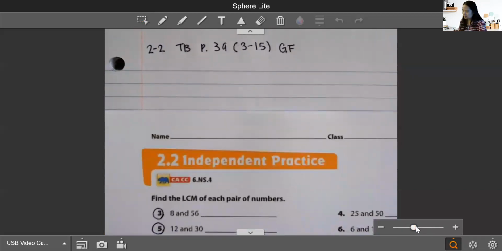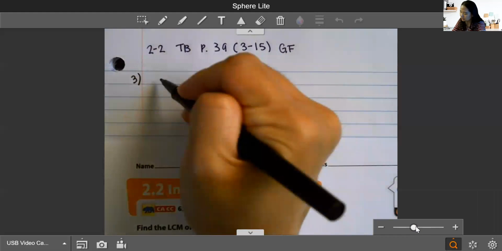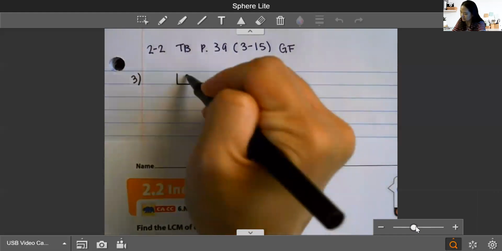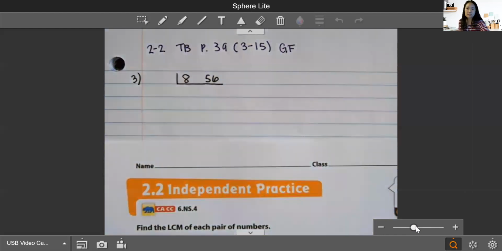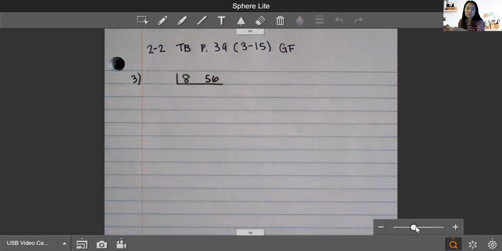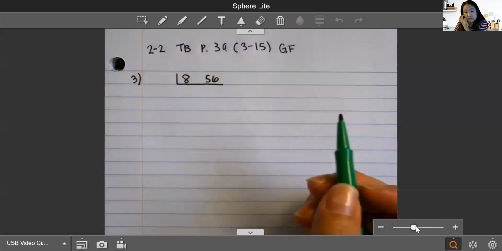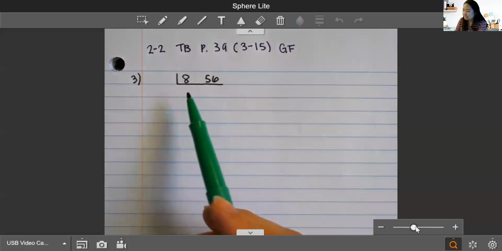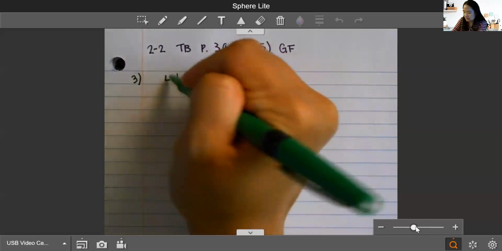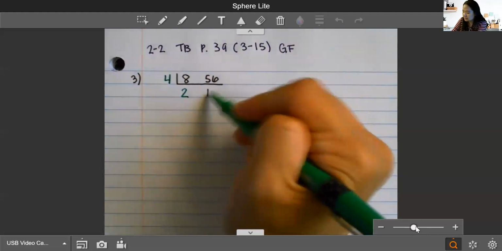Okay, so what I'm going to do first is copy down number 3 here. I need to find the least common multiple of 8 and 56. I'm going to first find the least common multiple using the ladder method, and then I'm also going to give you a shortcut that you can use if you understand the shortcut. When I think of 8 and 56, there are many numbers I can use as a common factor, 2, 4, and even 8, okay? But I'm going to divide by 4 and see what happens. 4 goes into 8 2 times, and 4 goes into 56 14 times.